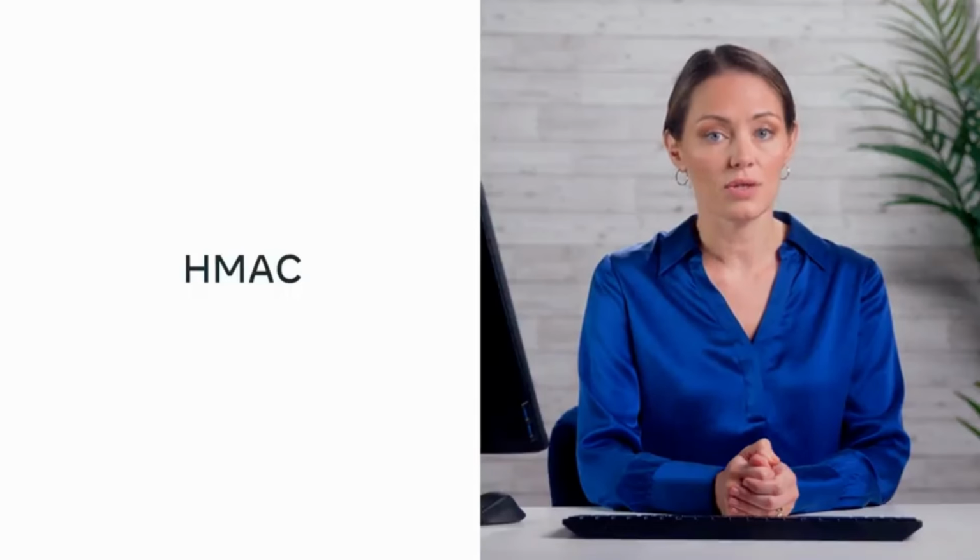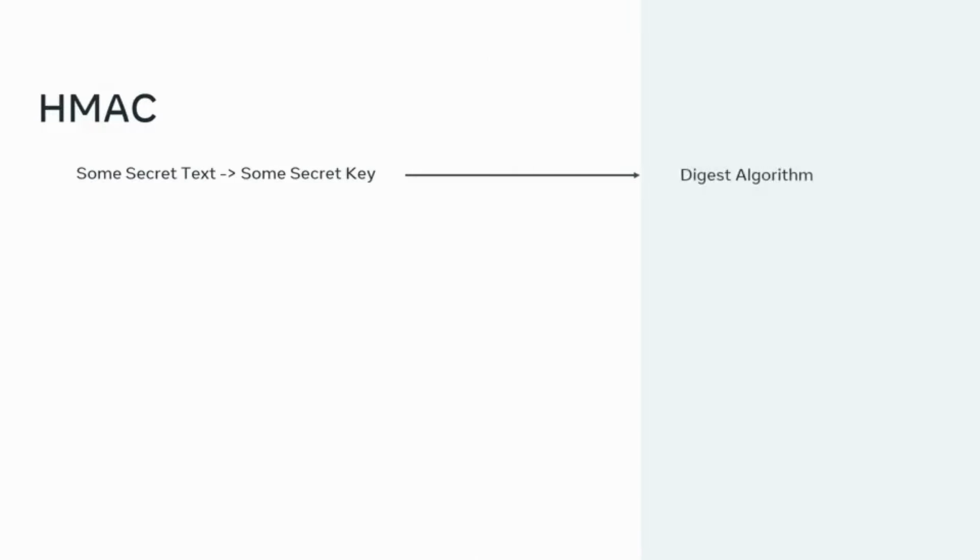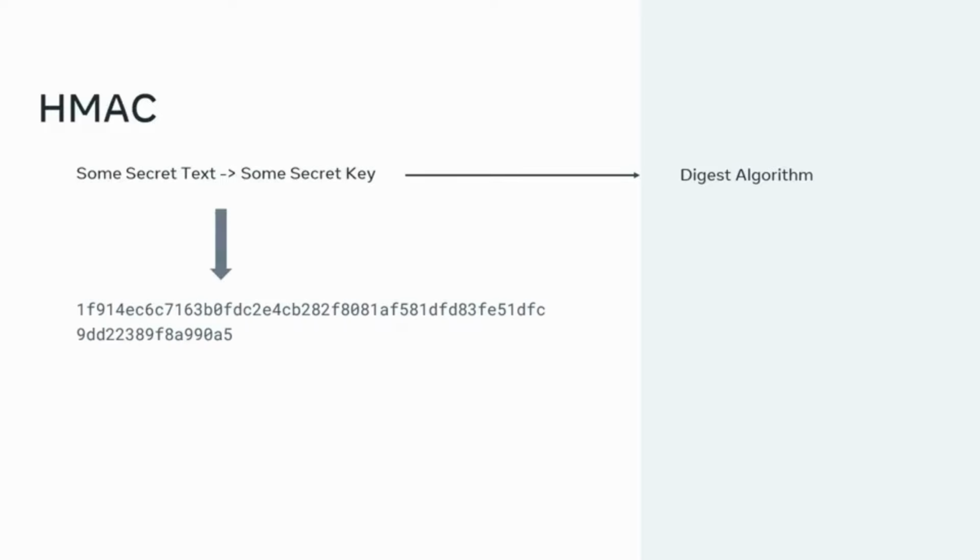HMAC is a popular signing mechanism used by modern applications. It is easy to use and ensures the authenticity and integrity of the message. For example, some secret message, encoded by a digest algorithm with a secret key, some secret key, creates this HMAC signature. Next, let's discuss authentication.